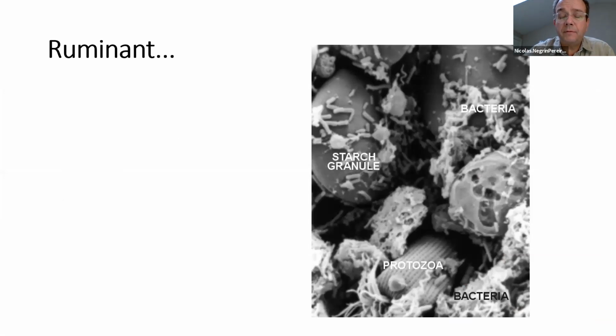So this is a really nice magnified picture where you can see the bacteria and the protozoa and the starch granules. They are on the surface of this, probably a grain fraction or fragment of a grain, and you can see the bacteria and the protozoa on the surface. That's the reason why I included this picture, because it is very graphic and shows you the importance of breaking down the feed into small particles. That provides enough surface for bacteria and protozoa to attach to the feed and, of course, be able to digest it.